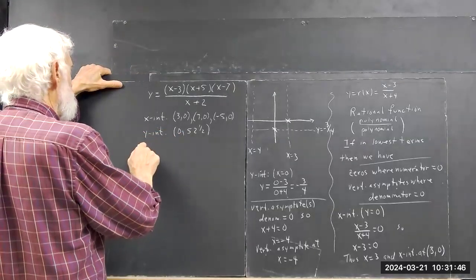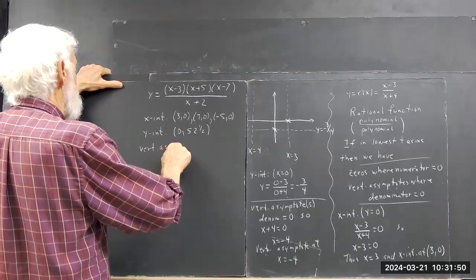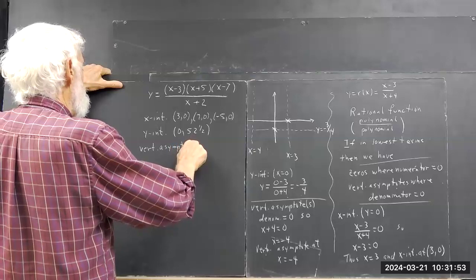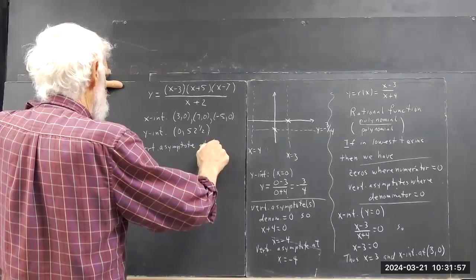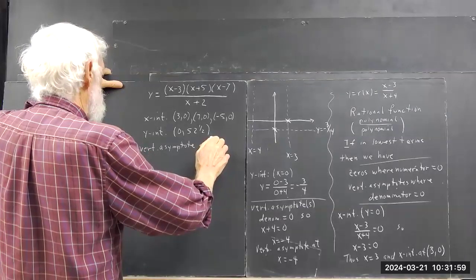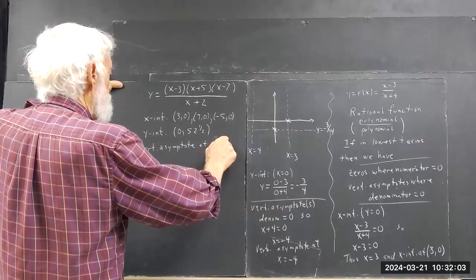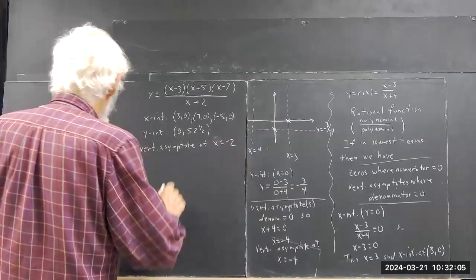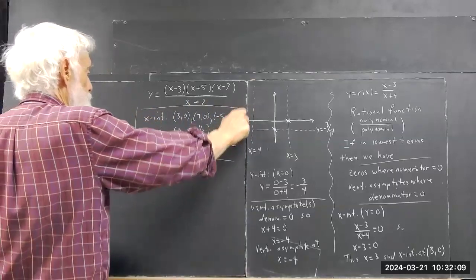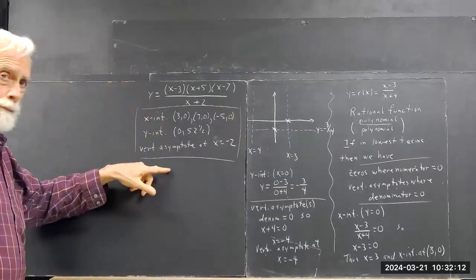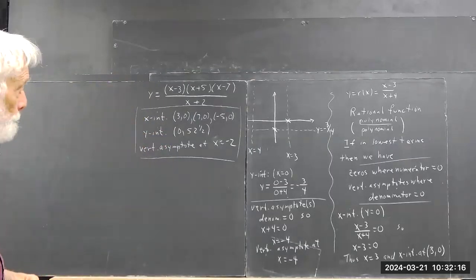The vertical asymptote, yeah, I wasn't thinking, is at x equals -2. Okay, so all that you all should be in good shape with, okay?